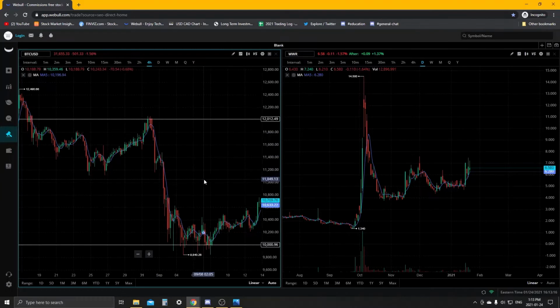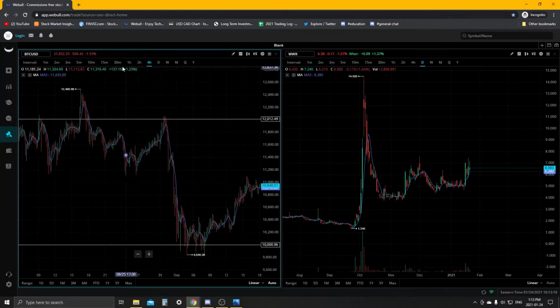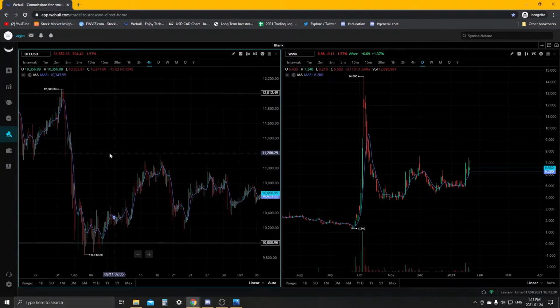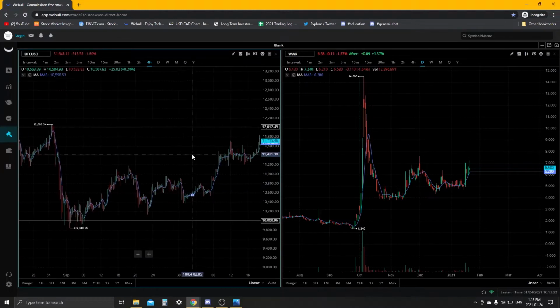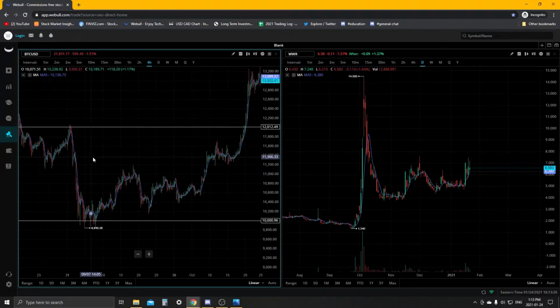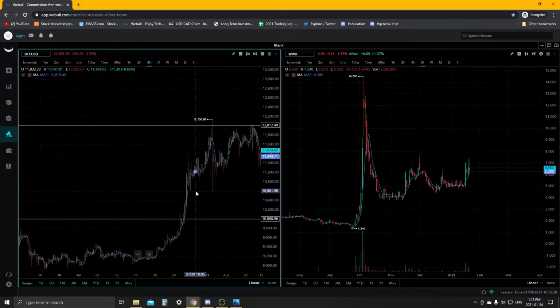So for example, this is the 4-hour chart, by the way. As it goes on, you can see how it just does this stuff right here. So why does it do this? Let's look at it some more from this angle.